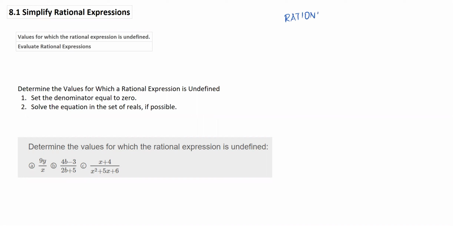So I'll say rational. What do you think is the word hidden in rational? The word in rational is ratio, right? See ratio? So that's your big clue. Rational means your setup is always going to look like a ratio. A ratio means fractions. Fraction obviously means a numerator and a denominator.